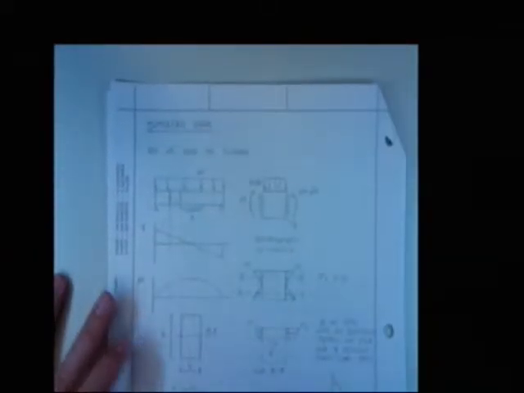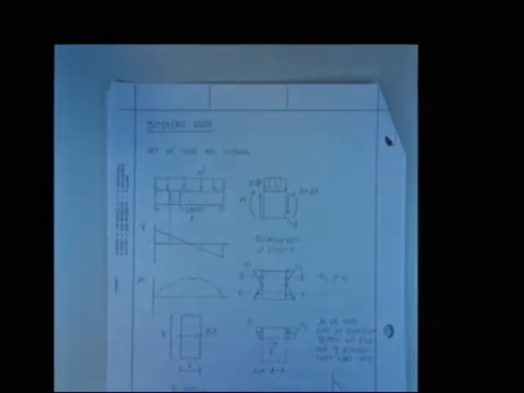Okay. So now let's talk about shear. Interface shear. Oh, and I forgot some stuff that I meant to bring with me, but it's okay. I'll have it next time.